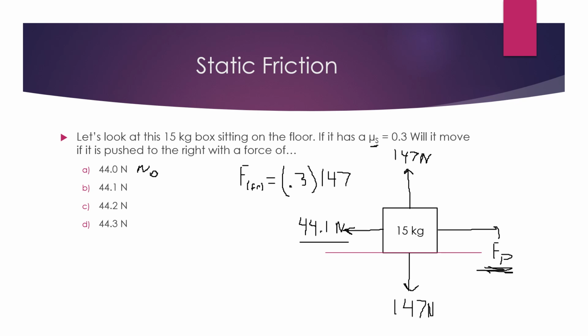In order for it to move, the push must be greater than the friction. So does 44.1 move it? No. But what if it's just 44.2? What if it's just a little bit more than the friction? If ever the push is bigger than the friction, it moves. That means, does 44.2 move it? Yes. Does 44.3 move it? Yes. Does any number bigger than 44.1 move it? Yes. So what we have done here is we calculated the static friction and we compared it to the pushes, and we were able to determine in each situation if it moves or doesn't move.